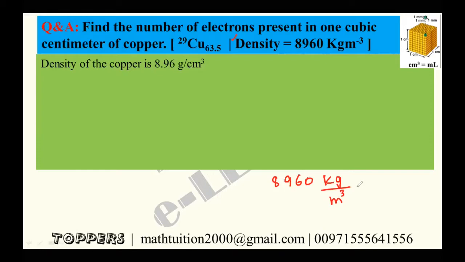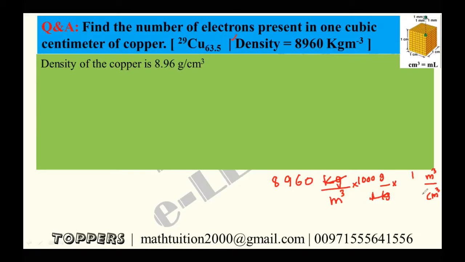So if you want to change kilogram into gram, what you have to do? Multiply by a ratio where kilogram comes down and gram is up. So 1 kilogram equals 1,000 gram. So kilogram and kilogram get cancelled. We end up with gram, right? Now we need gram per centimeter cube. So meter cube has to change to centimeter cube. So down we have centimeter cube, and up we have meter cube. So 1 meter cube equals how many centimeter cube?